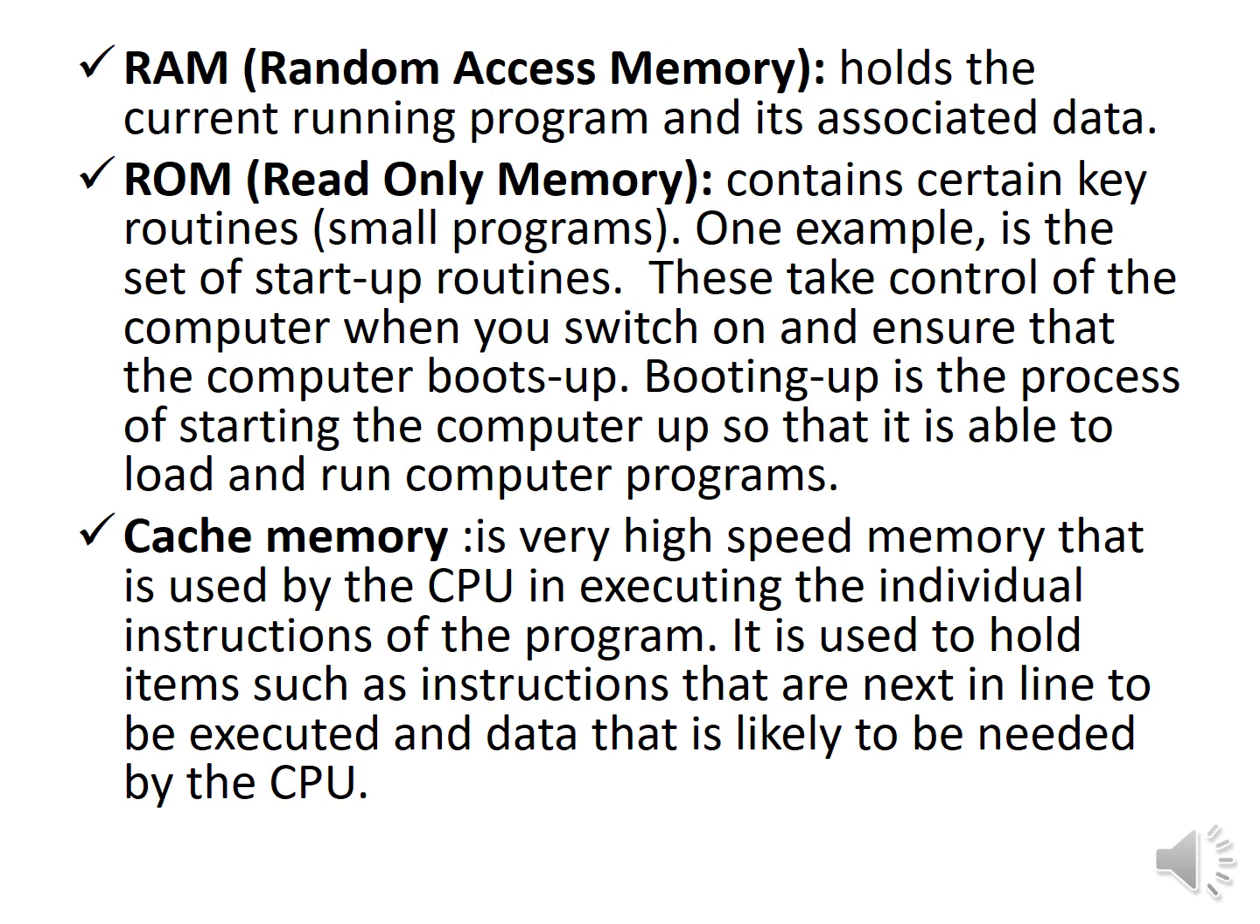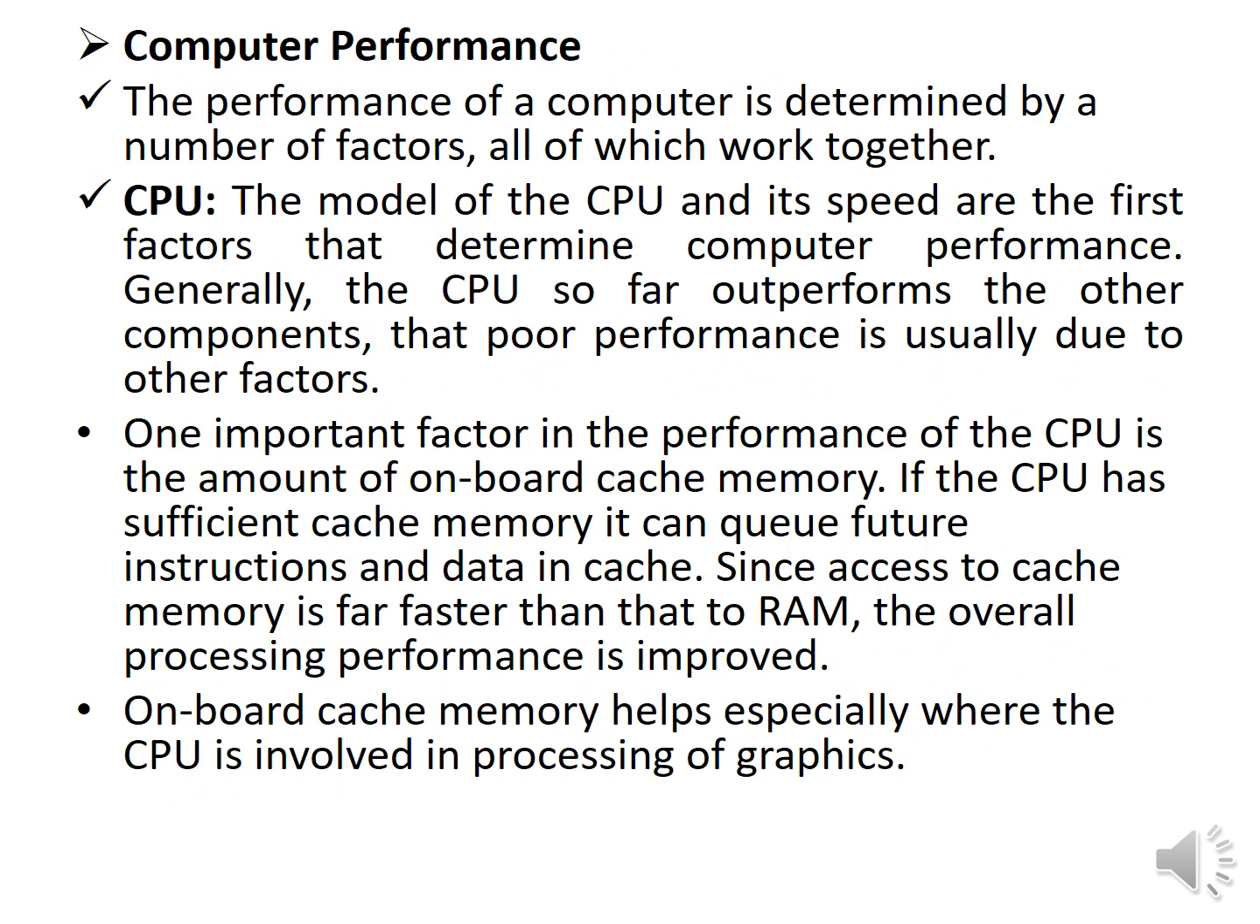ROM means read-only memory. It contains certain key routines, small programs, which enable the computer to start up, to boot. Cache memory is a very high-speed memory that is used by the CPU in executing the individual instructions of the program. It is used to hold items such as instructions that are next in line to be executed and data that is likely to be needed by the CPU.